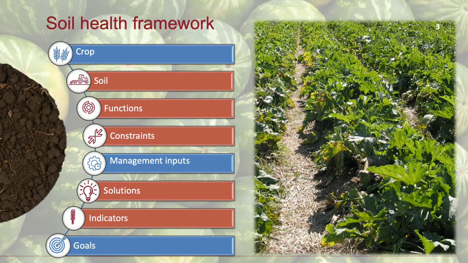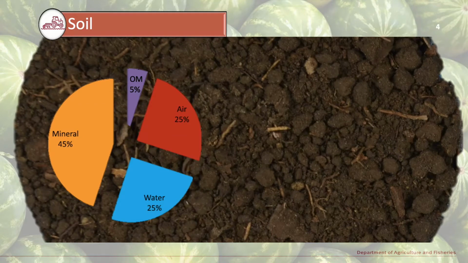Using a soil health framework, we gain a better understanding of the soil, how it functions, and constraints limiting those functions. As well, focusing on crop inputs, we develop solutions to overcome constraints and use indicators to validate that we are heading in the right direction. Instead of just production, we set goals, of which production and profitability will be one, but also include sustainability of our farms. I'll go through these points, giving some examples from my work in bananas. So let's start. Firstly, what is soil?